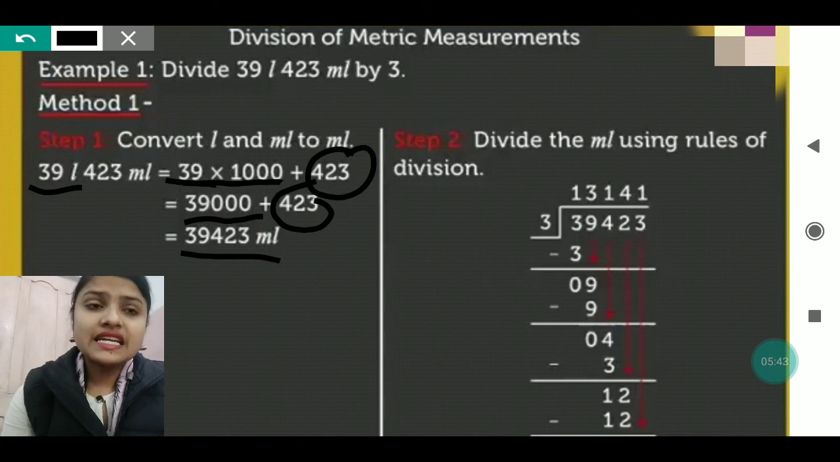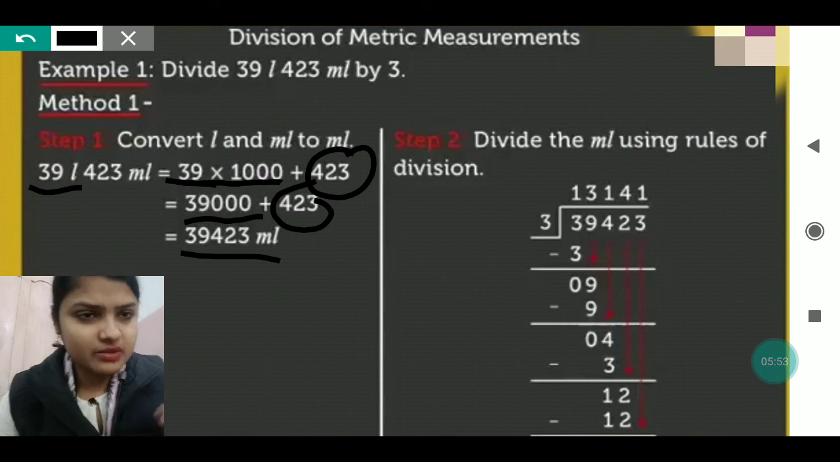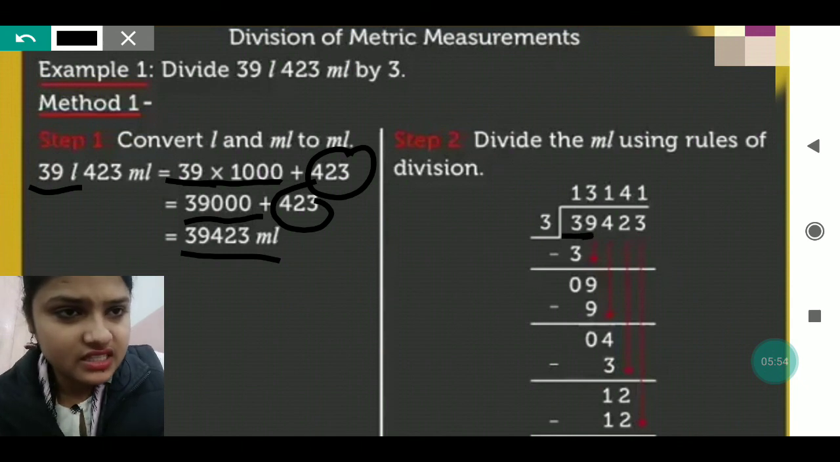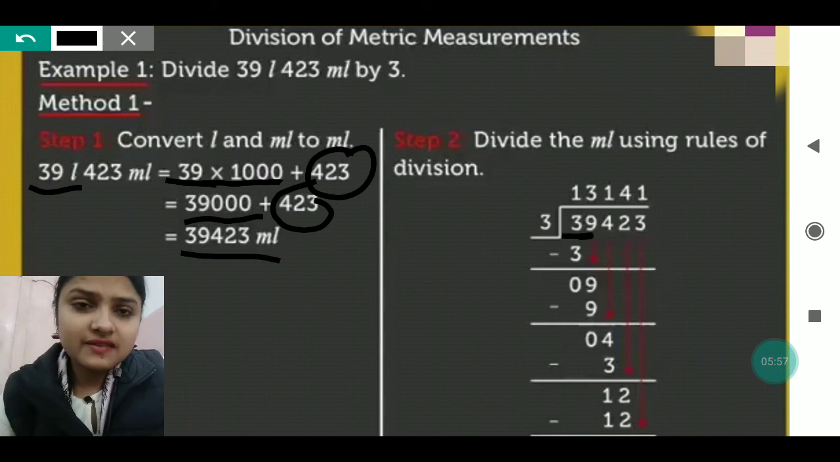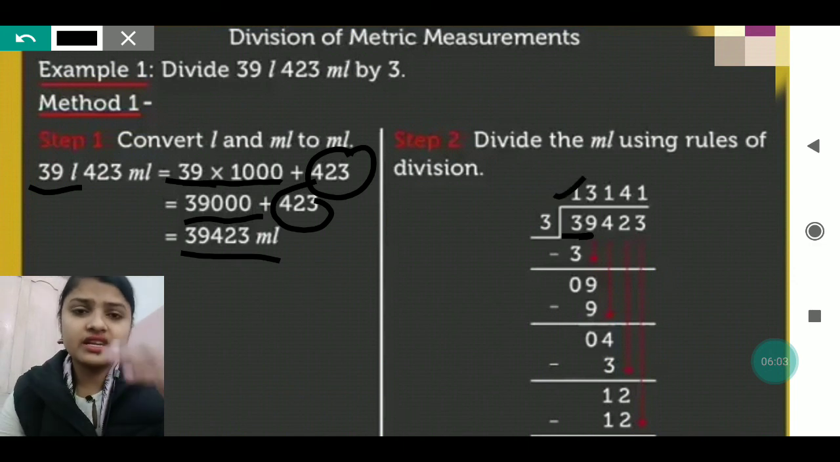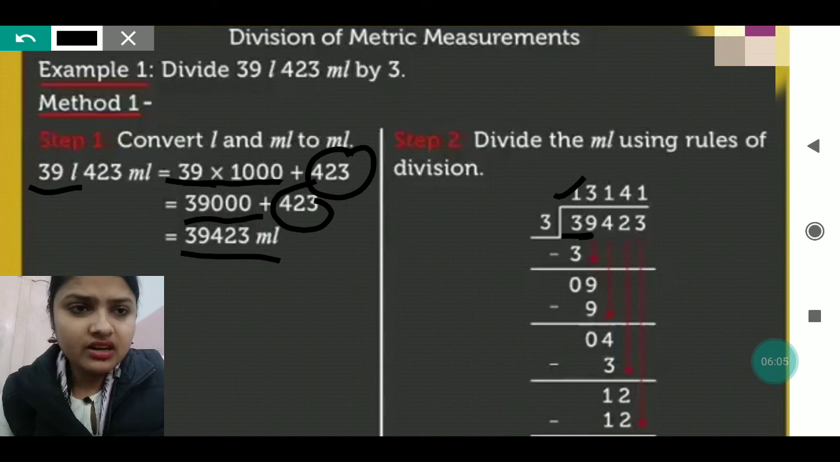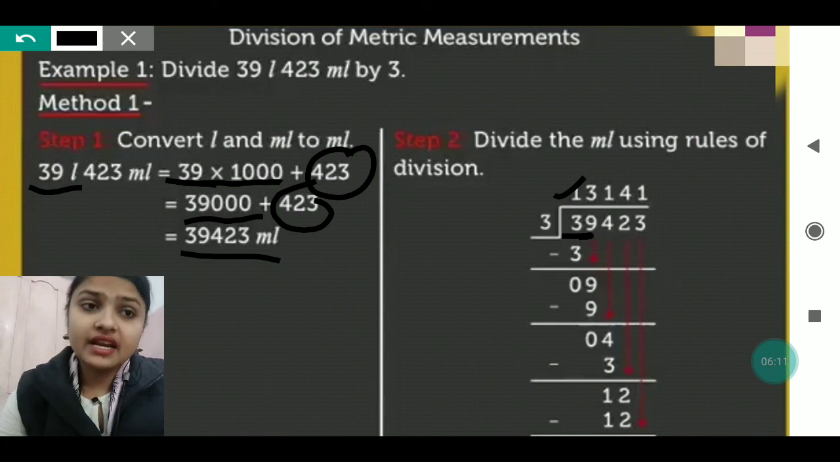How will we do it? 3 we will write in the divisor column, and 39,423 we will write in the dividend column. Now we will divide 3 by 3. The first digit is 3, and here also 3. So 3 is divisible by 3 one time, so we will write 1 in the quotient column, and then we will write 3 just below 3, and do the subtraction. 3 minus 3 you will get 0. Then you will take 9 down.